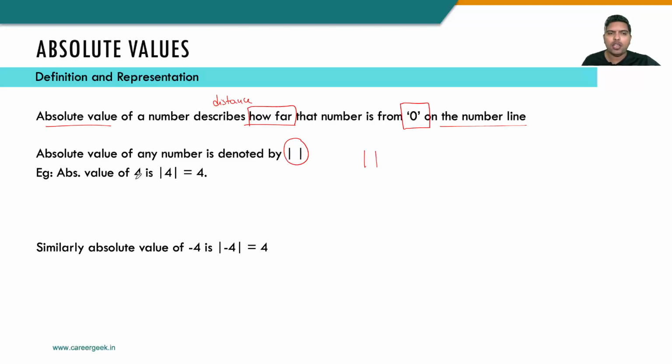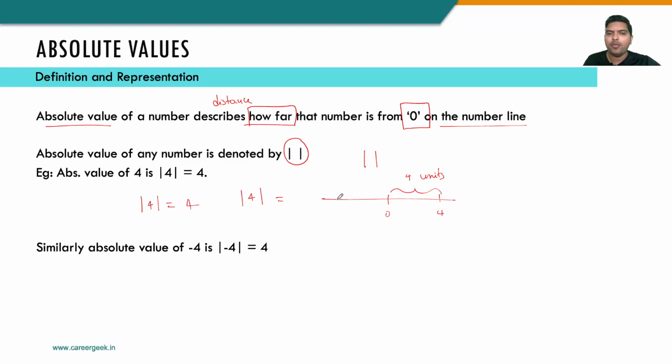Okay, the absolute value of 4 is represented by this, which is equal to 4. So what are we saying? How far is 4 from the 0 on the number line? 4 units, right? The distance is 4 units. That's exactly what absolute value describes.